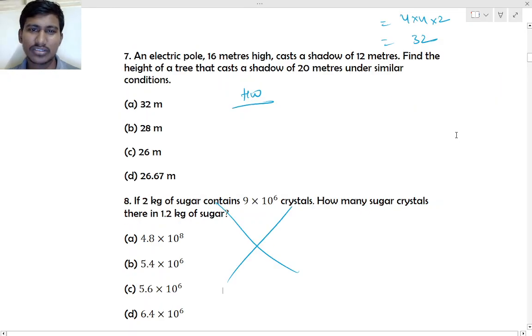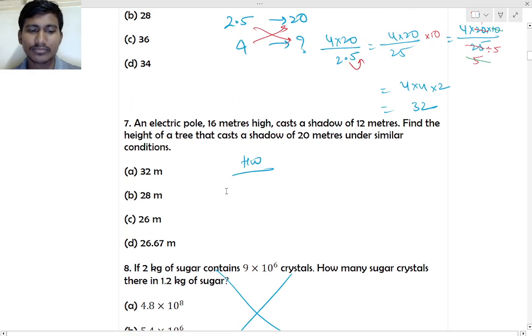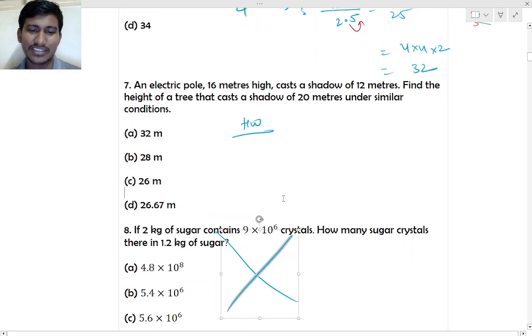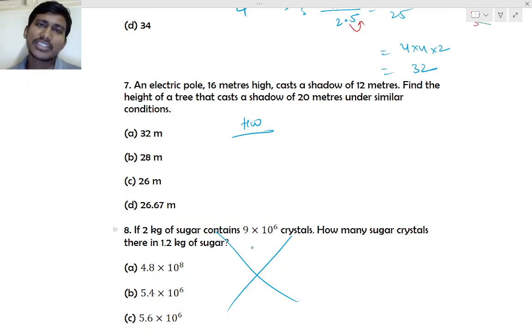Eighth question. Sir, I got 5.4 into 10 power of 6. 2 kg of sugar cubes contains some number of cubes. I will tell you the answer, but you don't have to do it. So 1.2 kg is how much? Here 2 kg is this much, and 1.2 kg is how much?